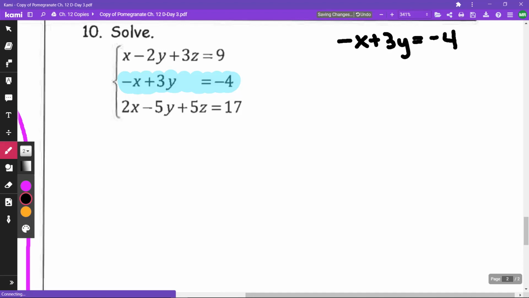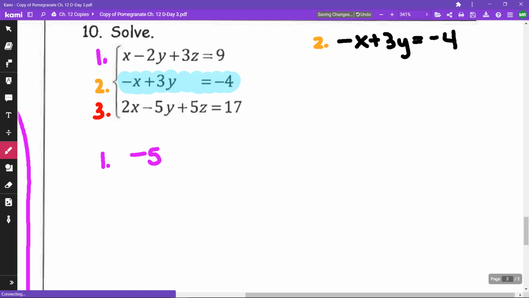And so let's say I take equation 1. We'll call this one equation 2, and let's say this one is equation 3. And if I try to eliminate my z's, I'm going to take equation 1 and multiply it by, let's say, a negative 5. So I can do that.